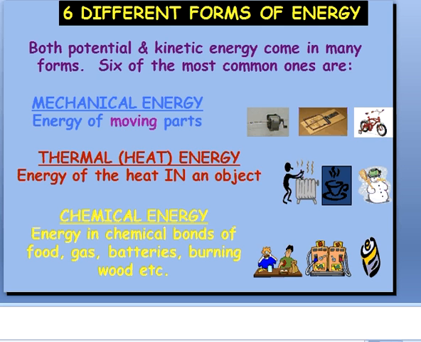So we've talked about the main categories, potential and kinetic. And both of these come in many forms, and these are the most common forms. Mechanical energy, okay, that's the energy of moving parts. So we can actually have potential and kinetic mechanical energy.